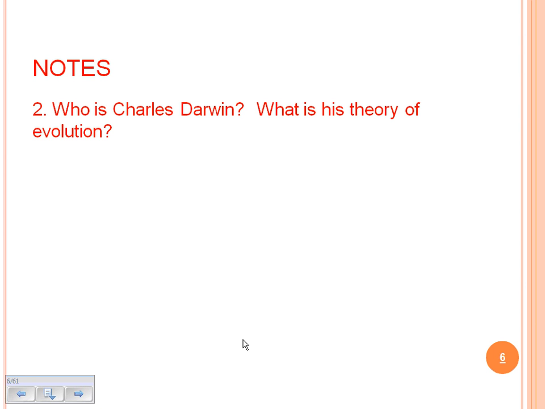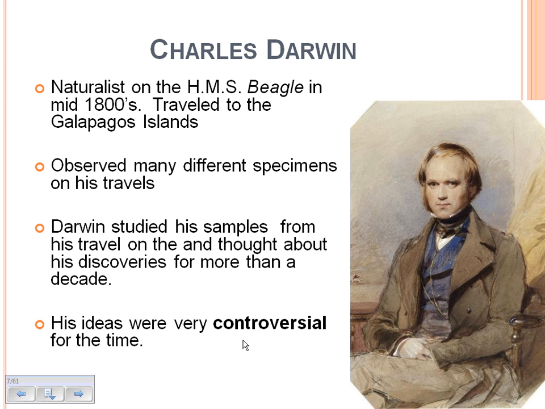So if we look at question number 2, who is Charles Darwin? What is his theory of evolution? Darwin was a naturalist in the 1800s, and he traveled on a ship called the HMS Beagle to the Galapagos Islands off the coast of South America. He observed lots of different specimens on his travels. He studied his samples, took note of them, and looked at this information for decades before even publishing it because it was very controversial.